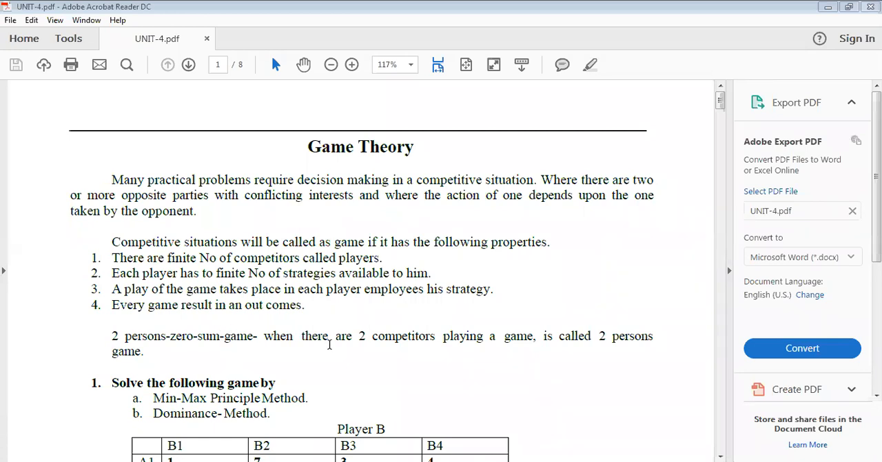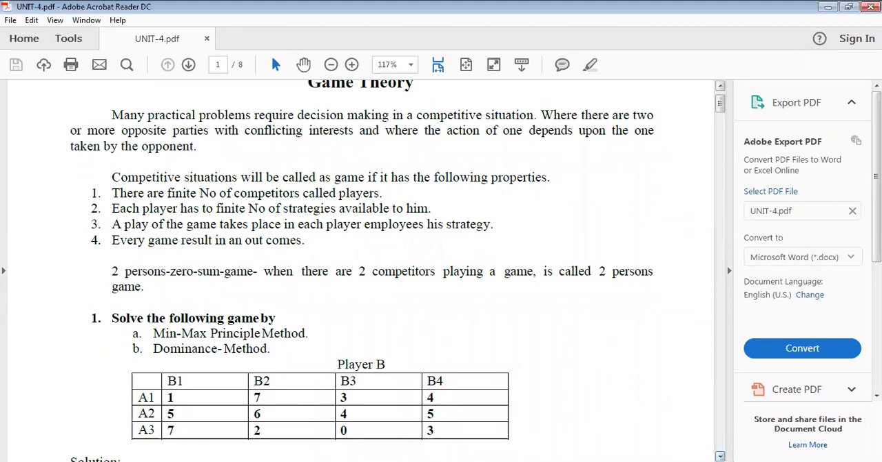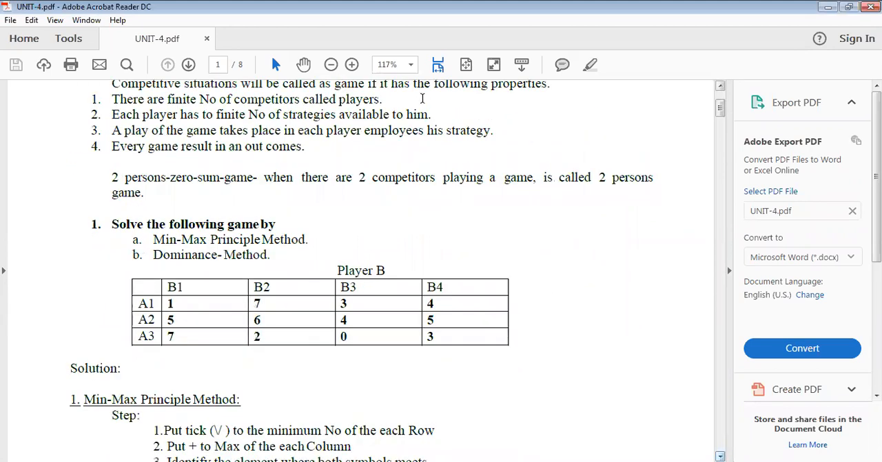You are playing cards, you are playing table tennis, you are playing badminton, in which there are two players, one on one side and one on the reverse side. That is a zero sum game, what we are going to call it. And there are two competitors, so it is called a two-person game. So winning of one person is automatically the losing of the other person.